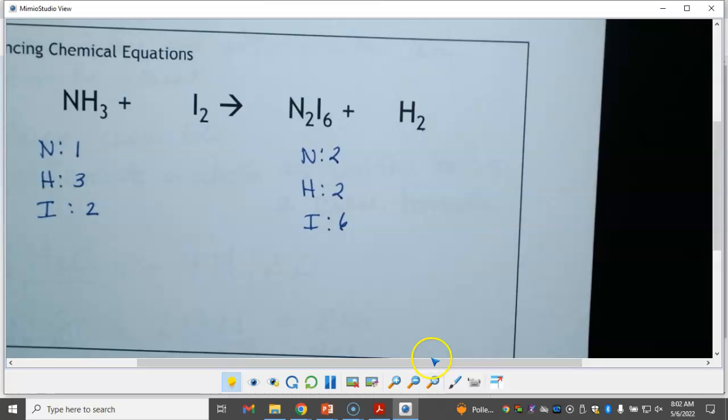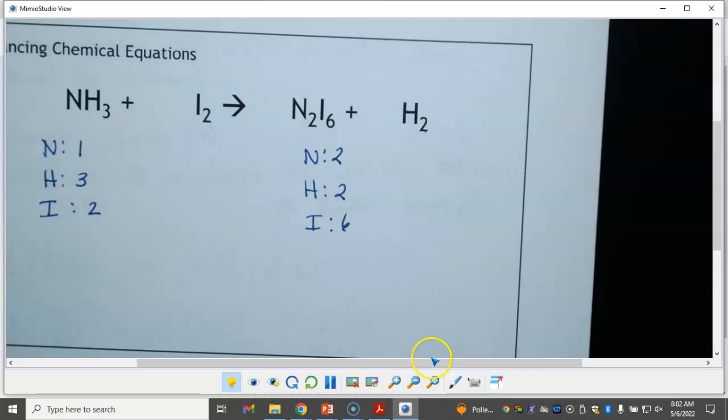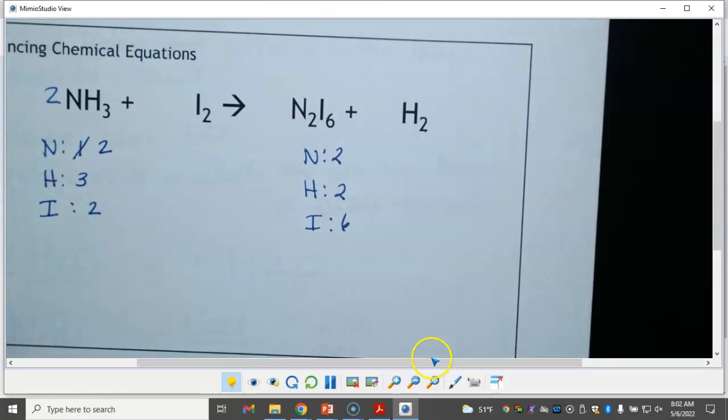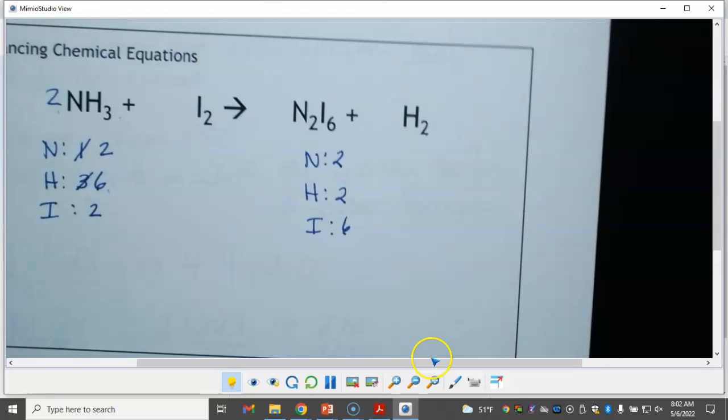So this one's kind of jacked up. Where do you guys want to start? What element do you think we should start with? NH3? Start there? Okay, Carson, what do you want to put in front of this? Put a 2 here? Okay. So that's going to change nitrogen to 2, and it's going to change hydrogen to 6. Right? 2 times 3 gives me 6.